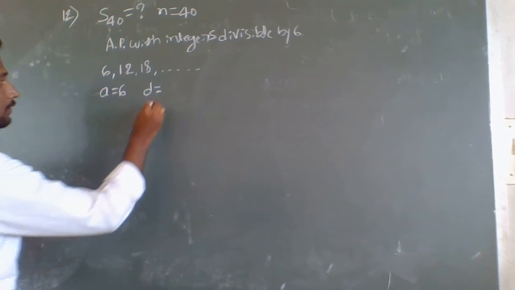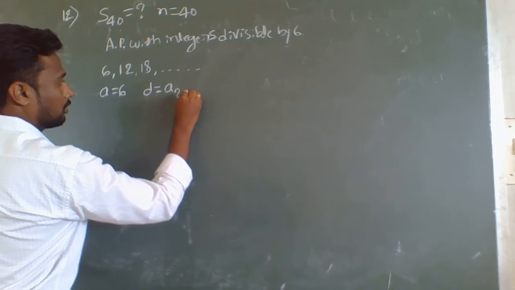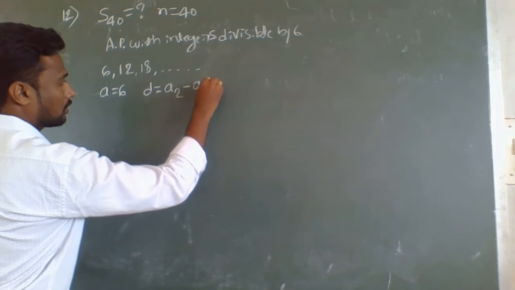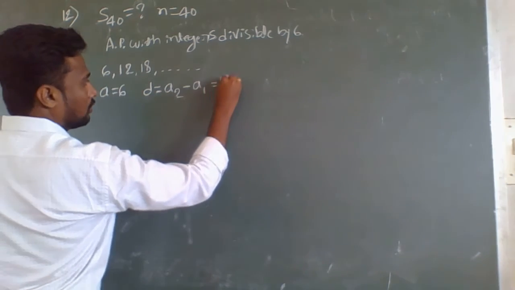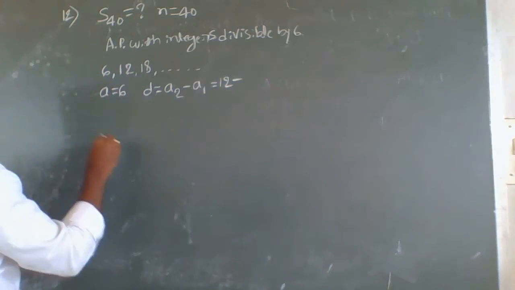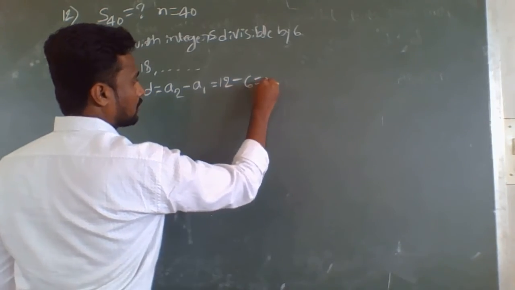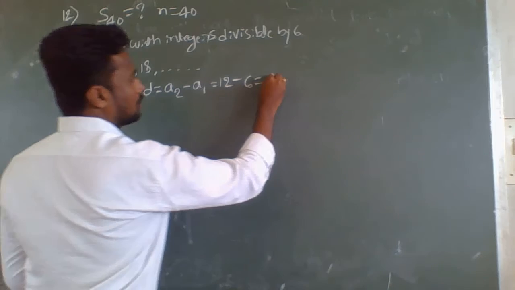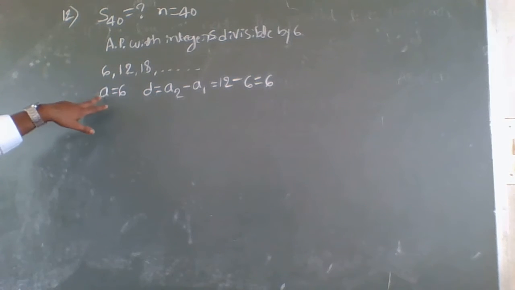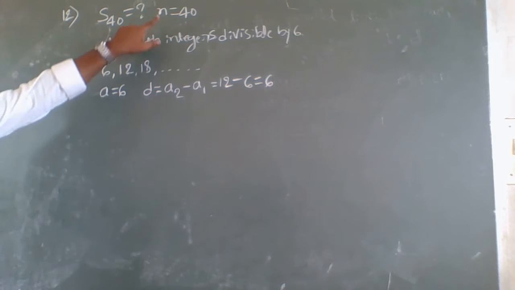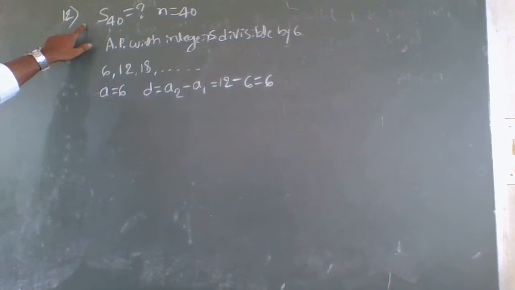I can calculate the D value. How to calculate it? Second term A2 minus first term A1. The second term is 12, minus the first term, 6. 12 minus 6 is 6, so 6 is the D value. Now we have the values of A, D and n, and we have to calculate S40. What formula can we apply?